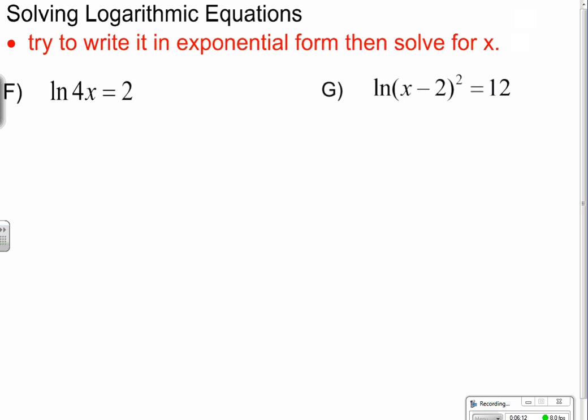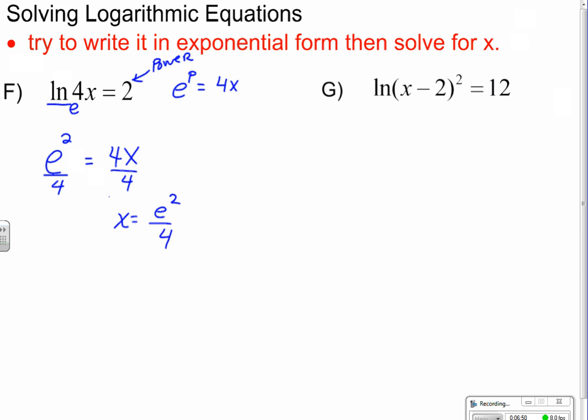Letter F. Try to write it in exponential form and then solve for x. So another way to solve logarithmic equations: we have natural log with this base of e. Well, let's go e to the power will result in 4x. Our power is 2, right? So I'd have e to the second equals 4x. And then I would just need to divide by 4. And that would give us x is equal to e squared divided by 4. A numeric answer.